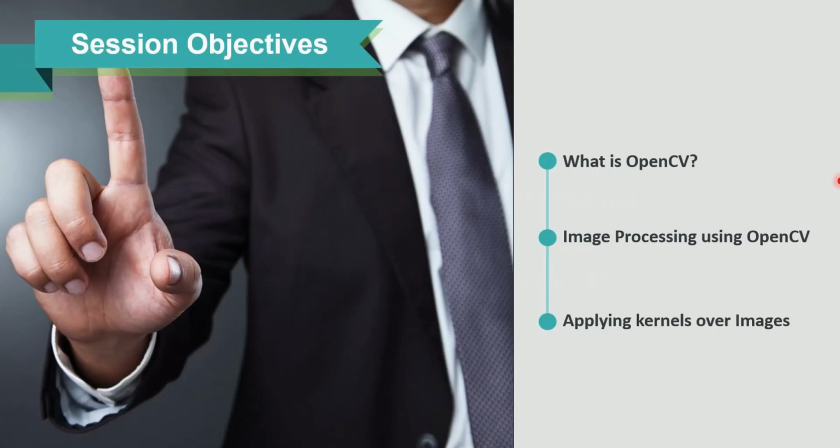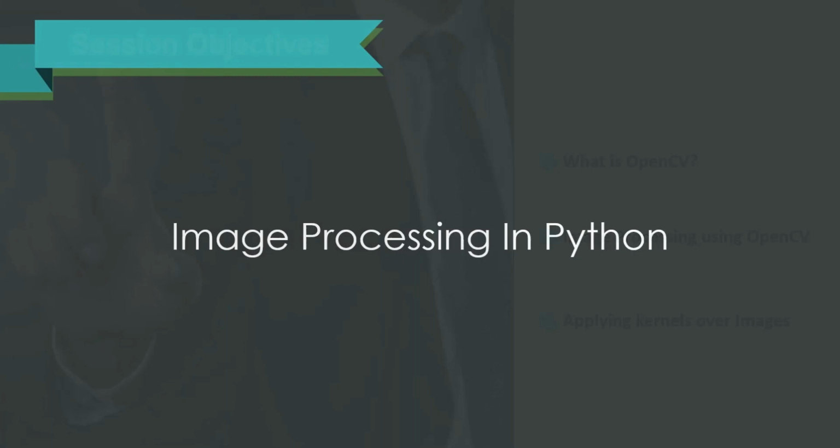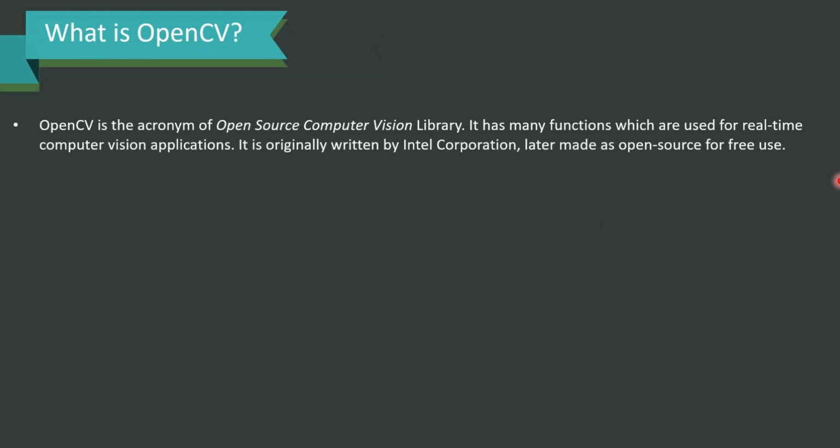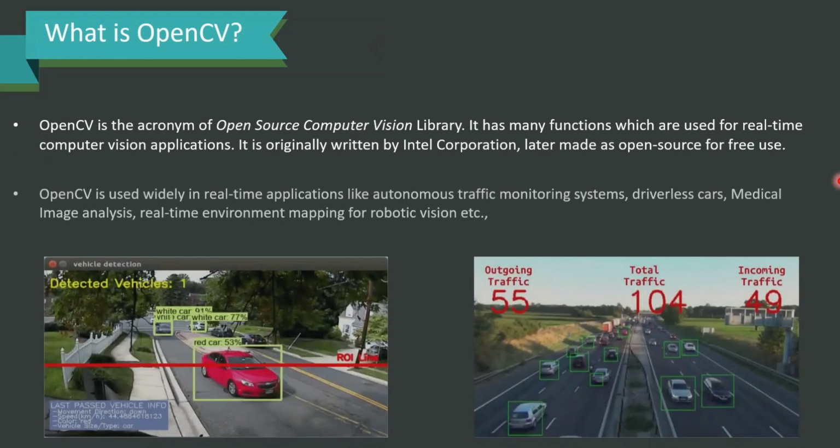In this session, we'll clearly understand what exactly is OpenCV, image processing using OpenCV, applying kernels over images, image processing in Python. What is OpenCV? OpenCV is the acronym for Open Source Computer Vision Library. It has many functions which are used for real-time computer vision applications. It was originally written by Intel Corporation and later made open source for free use.